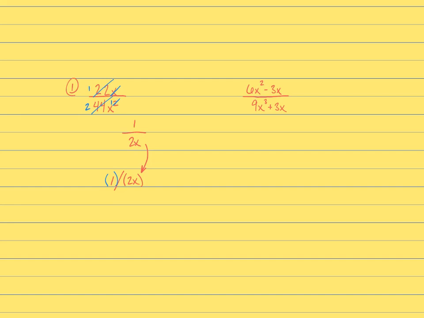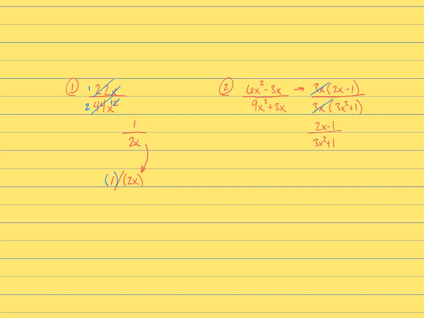In the second example, we're going to find that we have a GCF in the numerator of 3x, which is going to leave us with a 2x minus 1. And in the denominator, taking out a 3x is going to leave us with a 3x squared plus 1. We're not going to be able to cancel the binomials, but we will be able to cancel those 3x's. So that's just going to leave us with 2x minus 1 over 3x squared plus 1.